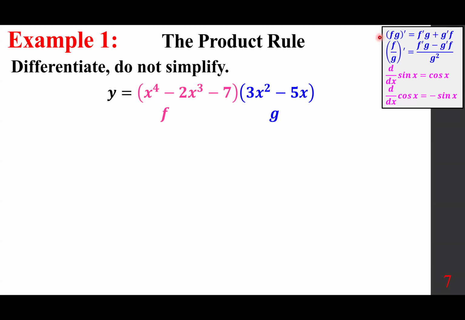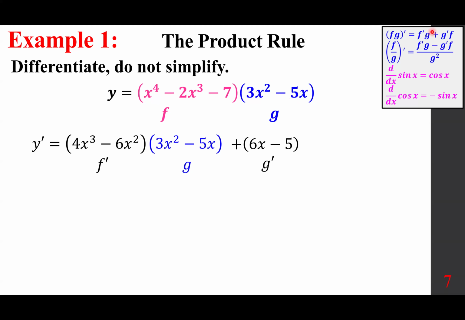And I'm going to go with the shorthand notation. From memory, I would write the formula f prime g plus g prime f. And so f prime is 4x cubed minus 6x squared times g. Just write the blue one. Plus g prime. This gives you 6x. This gives you minus 5 times f, the first function.